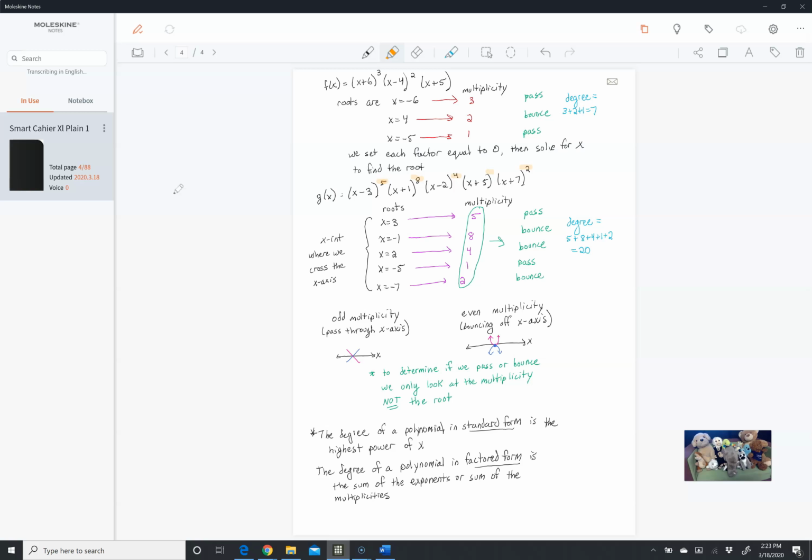The leading coefficient is going to be the number that you see in front. So here we don't see any number, so the leading coefficient is 1. And here the leading coefficient is also 1. The leading coefficient is just going to be whatever number is in front of all the factors. And again, we're going to do examples.